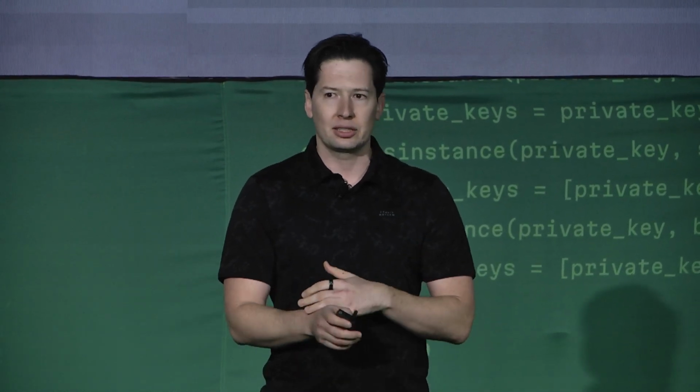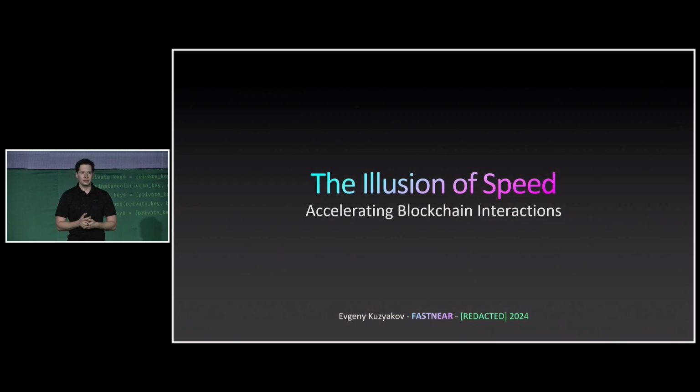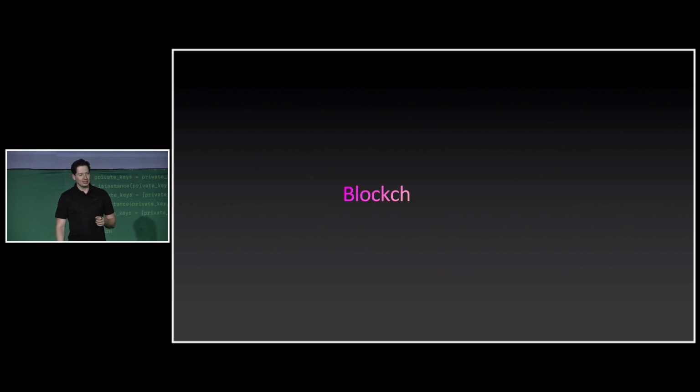So today's talk is going to be called Illusion of Speed, and I will talk more about what we can do to improve the actual illusion, not the real blockchain, because that's what Bowen is doing. So let's start first. Blockchains are slow, and the reason for this is they're blockchains.